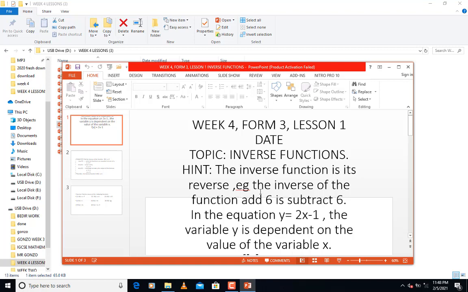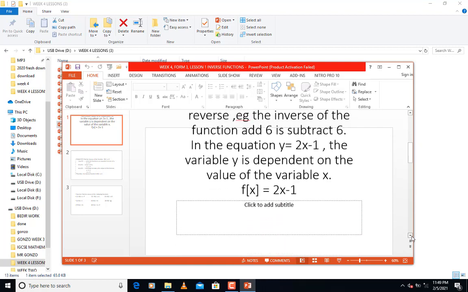For example, the inverse of the function add 6 is subtract 6. So the inverse of add 6, what is its inverse? Its inverse is subtract 6. Now, if we have the equation y equals 2x plus 1, the variable y is dependent on the value of x.